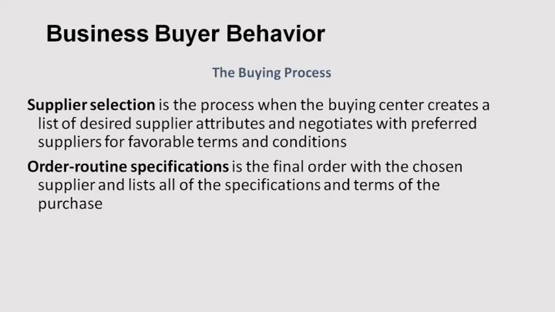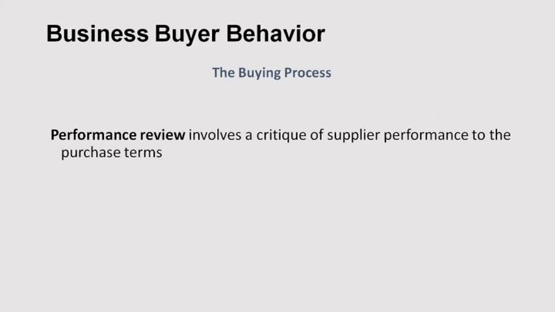So this is the process when the buying center creates a list of desired supplier attributes and negotiates with preferred suppliers for favorable terms and conditions. So pag nakapili ka na class ng supplier mo, next is order routine specification. So it is the final order with the chosen supplier and list of all the specifications and terms of the purchase. And then afterwards, pag na-deliver na, no, nangyari na yung transaction, last is the performance review. So it involves a critique of supplier performance to the purchase terms.